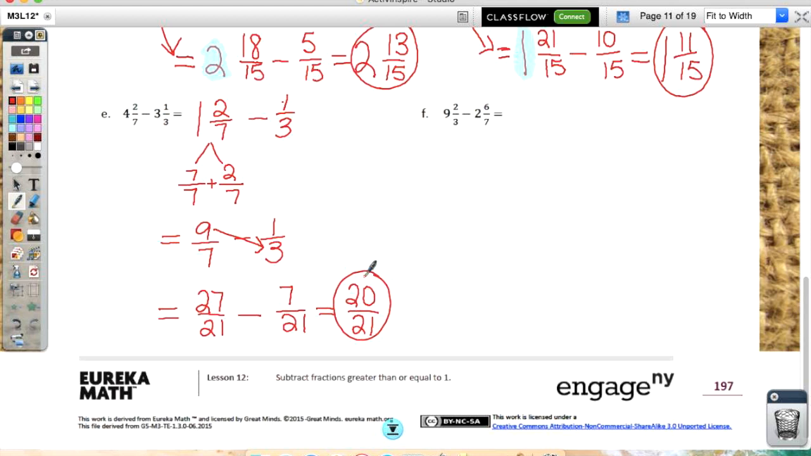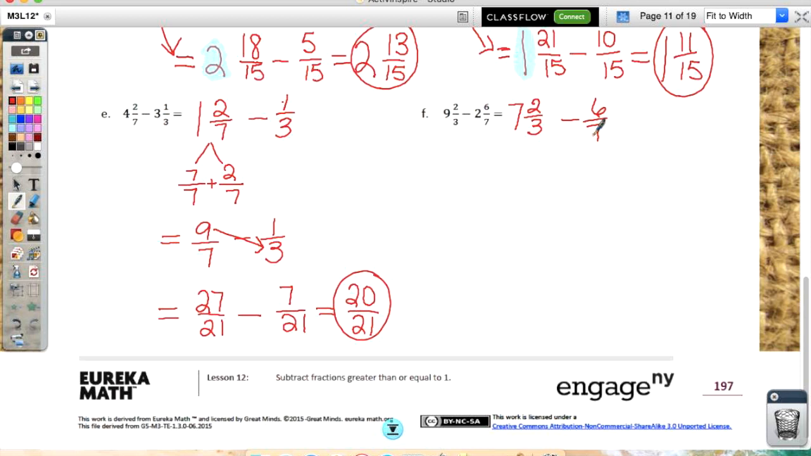So the hardest part, boys and girls, is knowing what whole numbers to write and where to write them. And after you get that part figured out and decide if you need to borrow 1 from the whole number, then the rest is just simple. So help me out here. 9 minus 2, 7 2/3 minus 6/7. Everyone write that down.